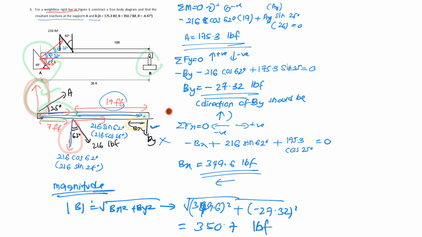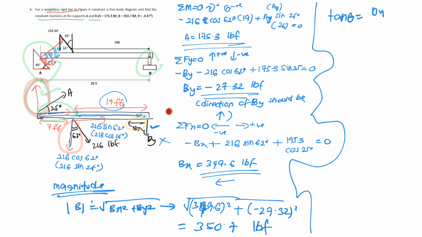Okay, you are not done yet. You are not done yet. You need to find the tangent theta. For the tangent theta, I'm going to use the true direction with the correct sign. So the By over the Bx here. So you are going to get your By. Okay, I get my answer. By is negative.